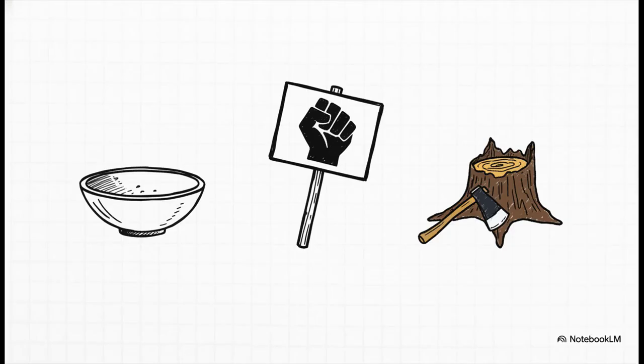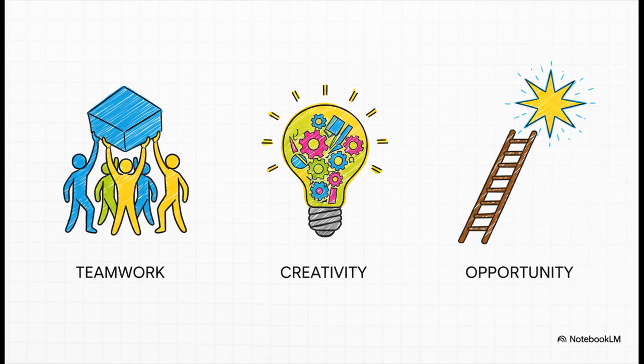So yeah, we can use our vocabulary to name the problems we see around us. We can talk about poverty, we can talk about a strike, or a huge crisis like deforestation. Language gives us the power to put a name to our challenges, to make them real so we can face them. But here's the thing, we don't have to stop there.